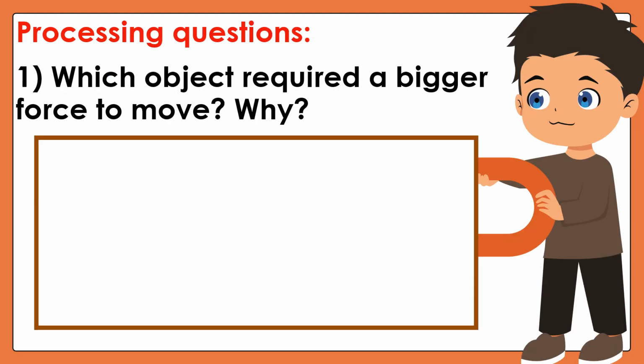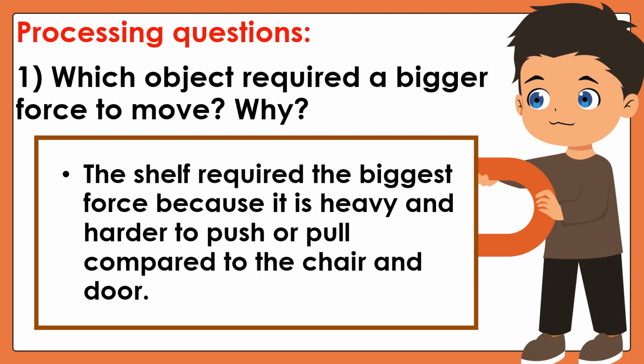Let's answer the processing questions. Number 1, which object required a bigger force to move and why? The answer, the shelf required the biggest force because it is heavy and harder to push or pull compared to the chair and door.